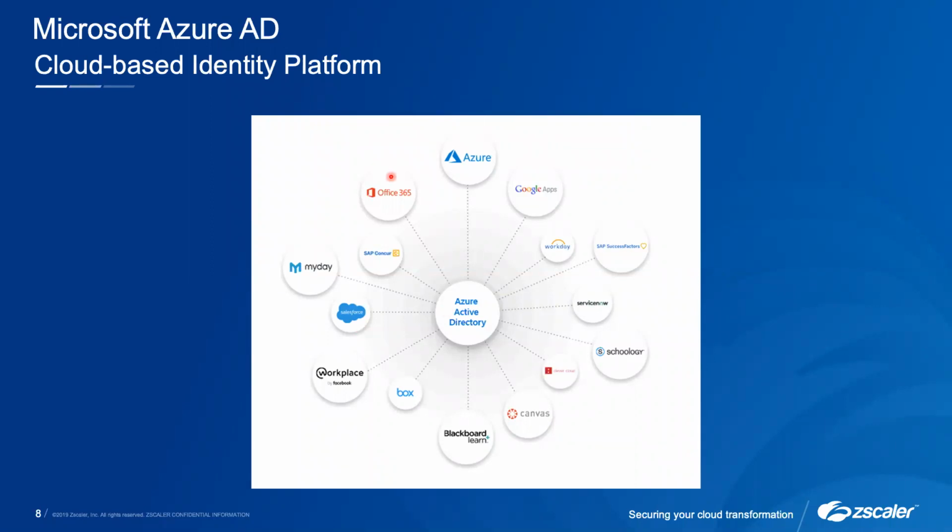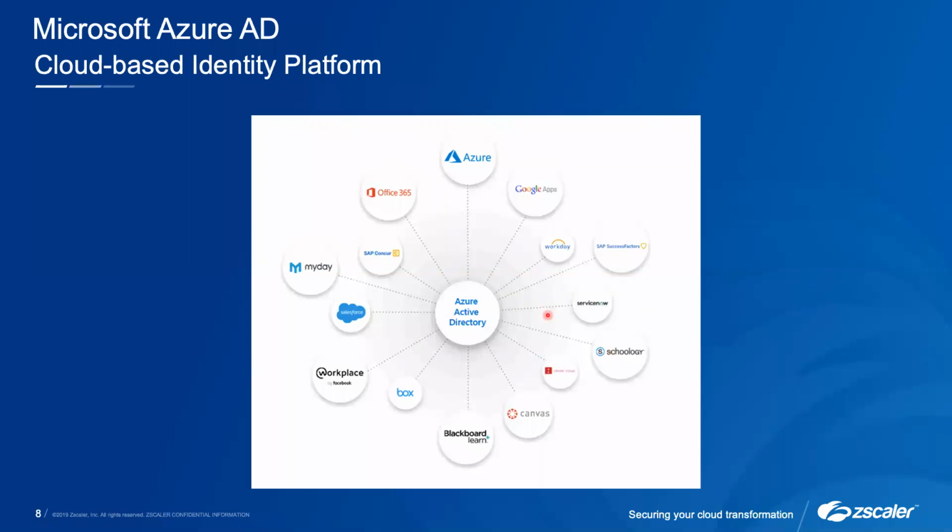You have Office 365 applications and all other applications, including Zscaler, that can leverage Azure Active Directory as the authentication front end. So anytime a new user tries to access our platform, we can redirect the user to Azure Active Directory, where the user can authenticate themselves. And once the user is authenticated, the user can go back to our service. And now we have the context of the user, and based on the context, we can allow or deny the user. So that's Azure Active Directory.